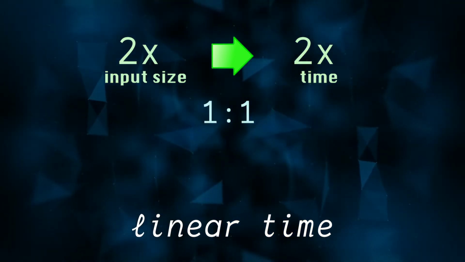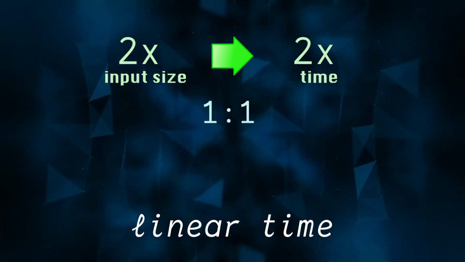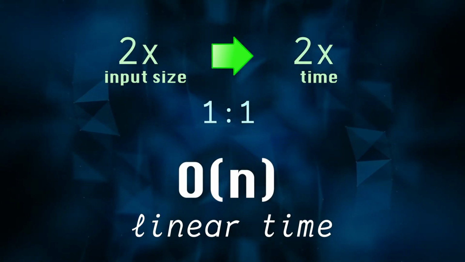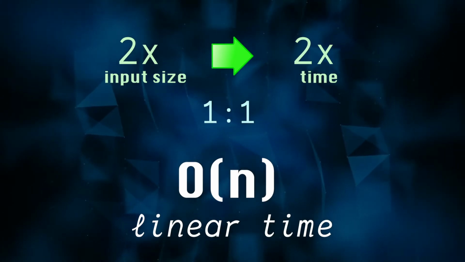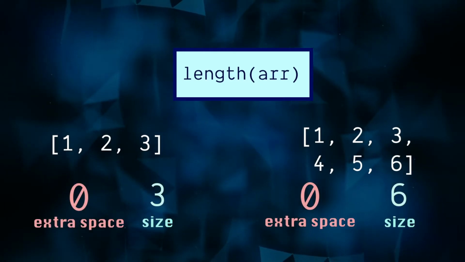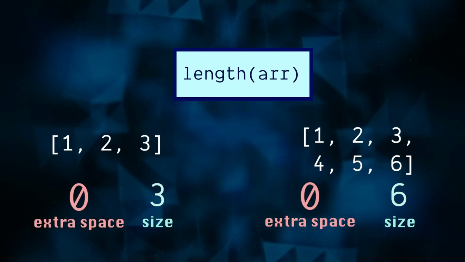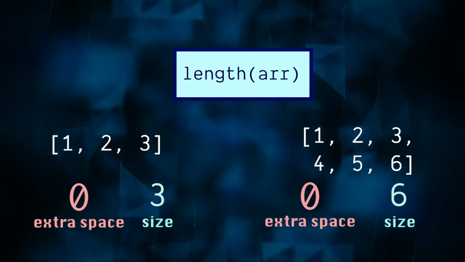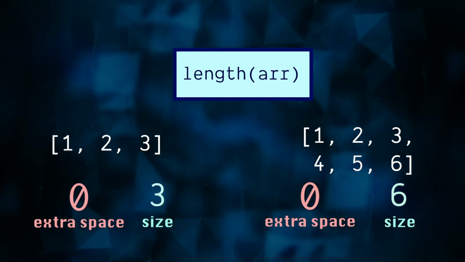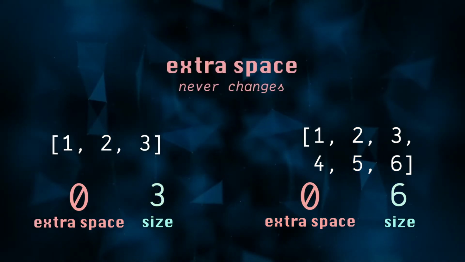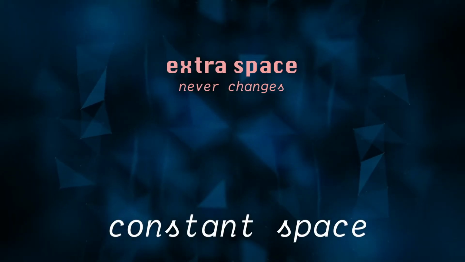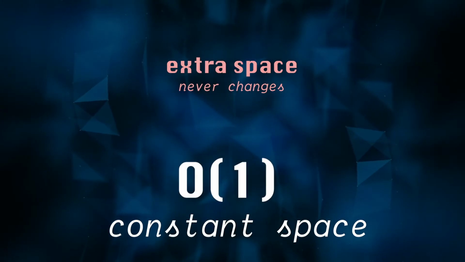And written in Big O notation, we call linear time O of n, and we write it as a Big O with an n in parentheses. Let's also say for this problem, we did not use any extra space. Now, extra space, of course, does not include the size of our input. So we start and end with 0 space. If either the space or the time has no relationship with the input, then we call this constant space. And in Big O notation, constant space is O of 1.